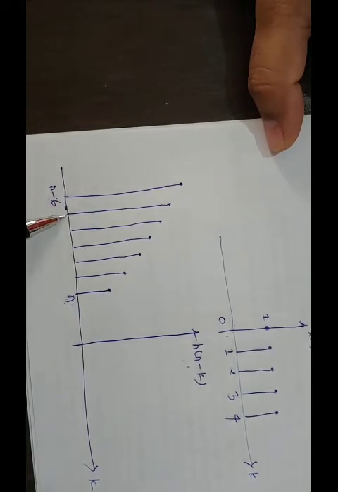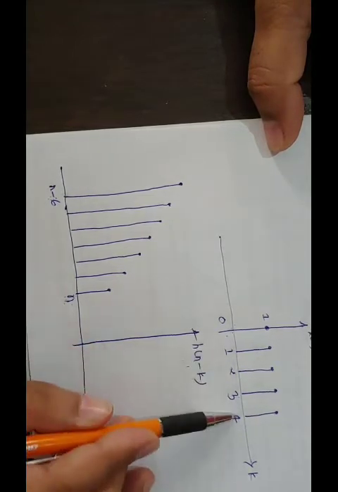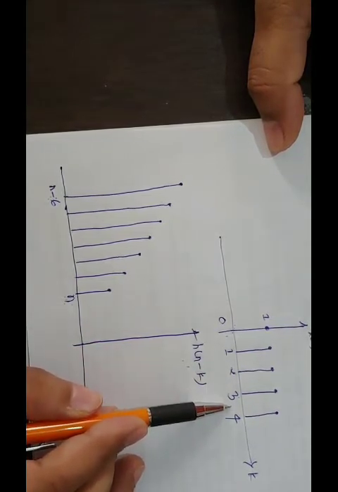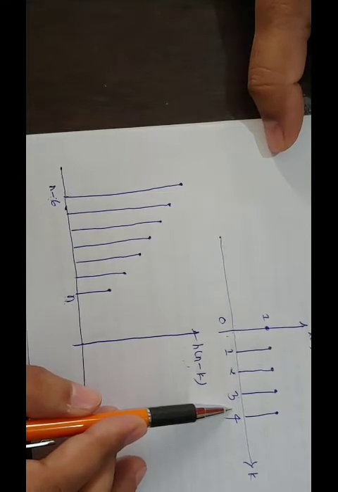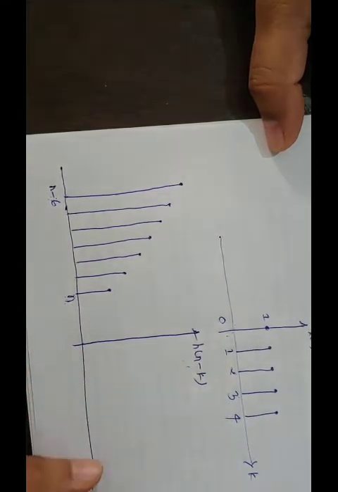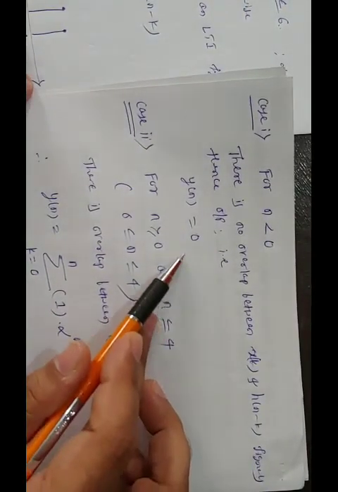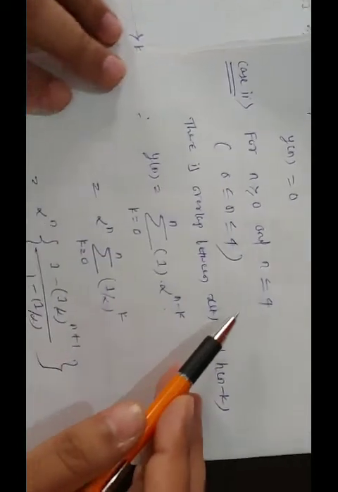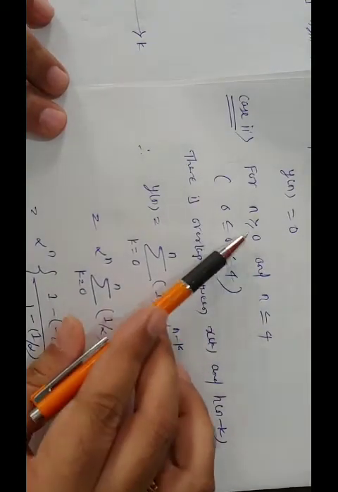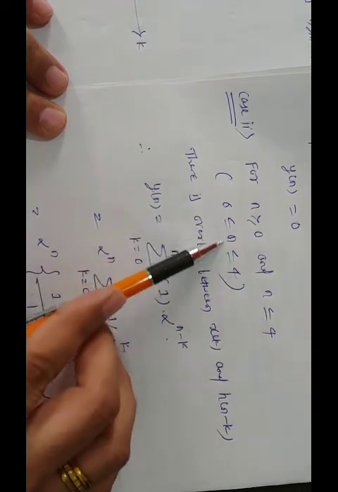So now what is the overlap range? 0 to 4. So 0 to 4 becomes the overlapping range, and that becomes case number 3. So these cases I have solved here. Let us look at one more time. For n less than 0 there is no overlap, so hence I have made y of n equal to 0. Second case, as I have discussed earlier, n greater than or equal to 0 and n less than or equal to 4. So I have solved here.